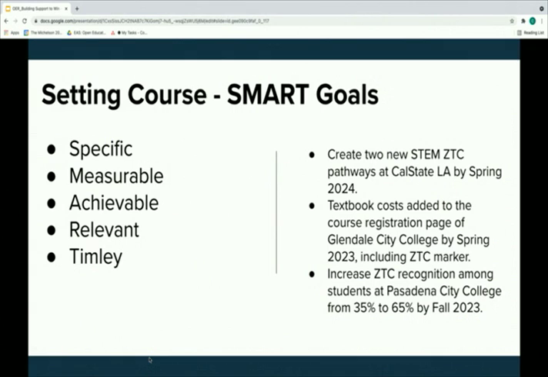So here are three examples of a SMART goal. We're actually gonna be working and creating a plan for that middle one. So textbook costs added to the course registration page of Glendale City College by spring 2023, including ZTC markers. So that way, when you're registering for classes, you know how much those textbook costs. And if a class is zero textbook cost, there's a marker there so that way you can find it.